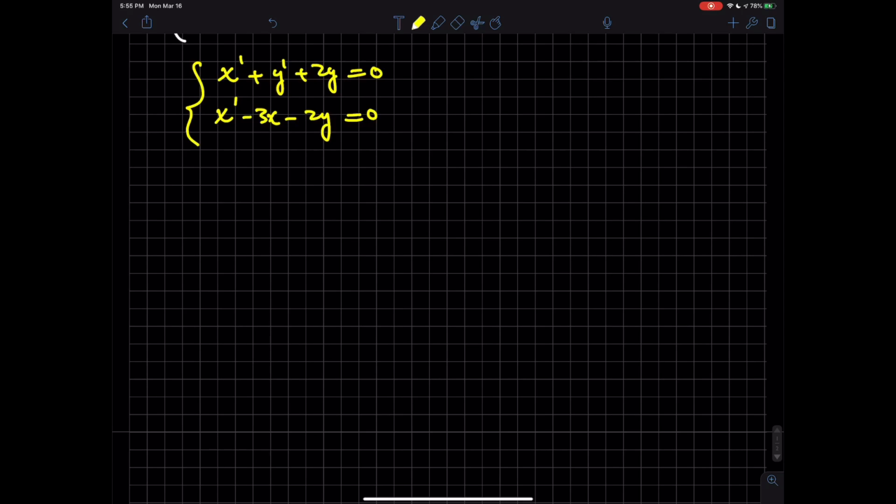Well, in order to solve this, what I need to do first is to convert this to differential operator notation format. So x prime will be derivative of x plus derivative of y plus 2y will be the derivative plus 2 times y equal to 0. And that's how you write that. For x prime and 3x, it will be a differential operator minus a constant of 3 for x minus 2y. And again, there's no derivative for 2y, so there'll be no D for 2y on the conversion either.